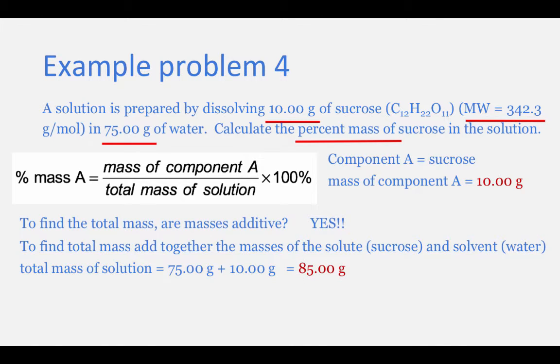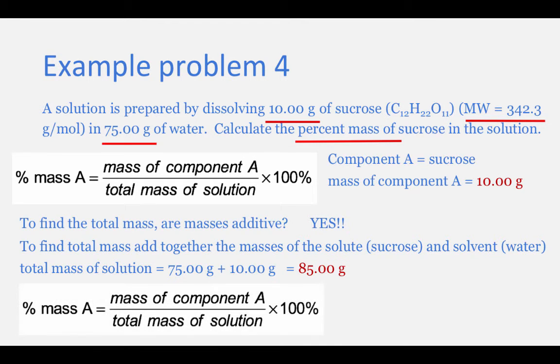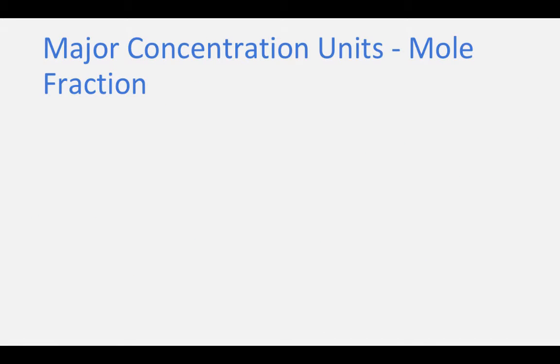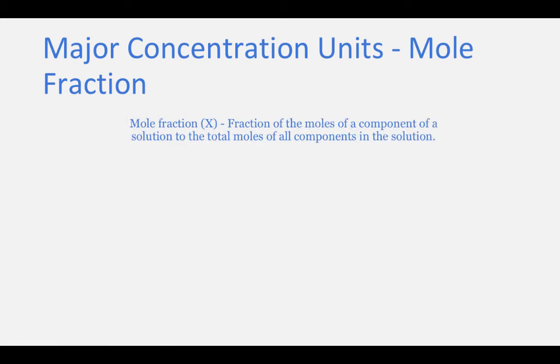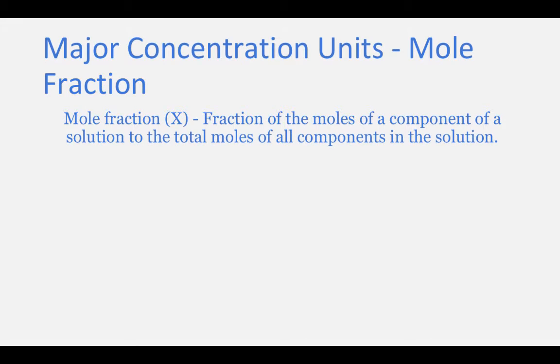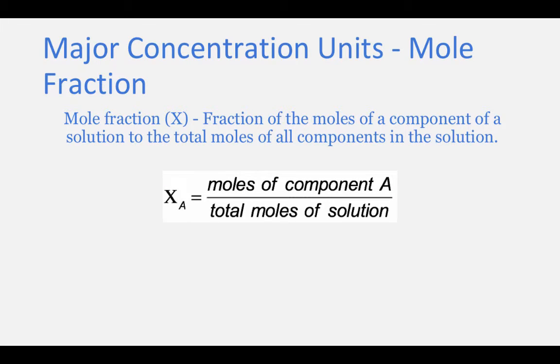To find the percent mass, we use the definition of percent mass and divide the 10.00 grams of sucrose by the 85.00 grams of solution times 100%. This equals 11.76% sucrose. Mole fraction is another popular concentration unit. It is the fraction of the moles of a component of a solution to the total moles of all components in the solution. Mole fraction equals the moles of component A divided by the total moles of solution. Mole fraction is represented by a capital X with a subscript representing which component you are looking for.